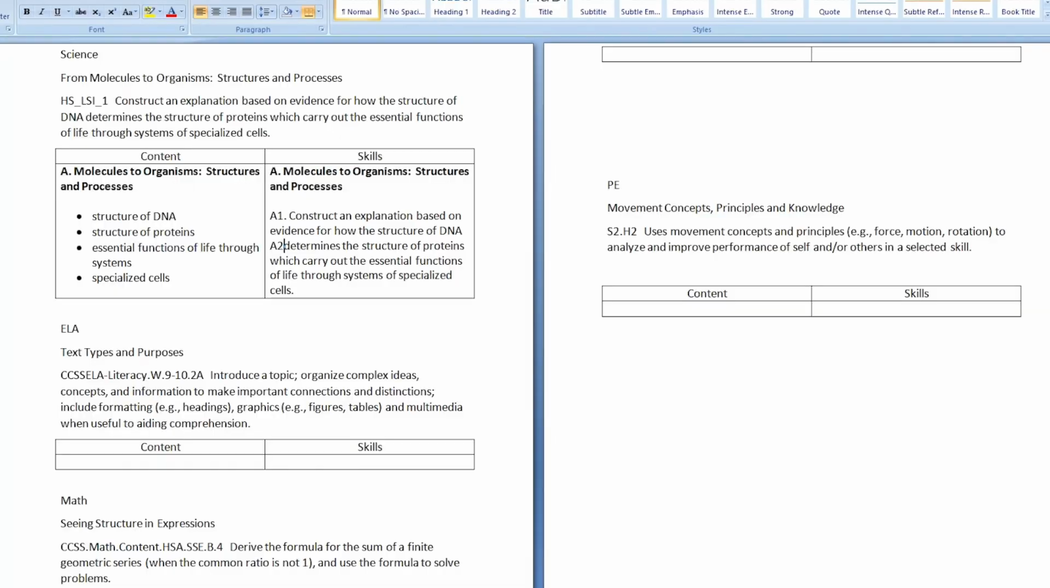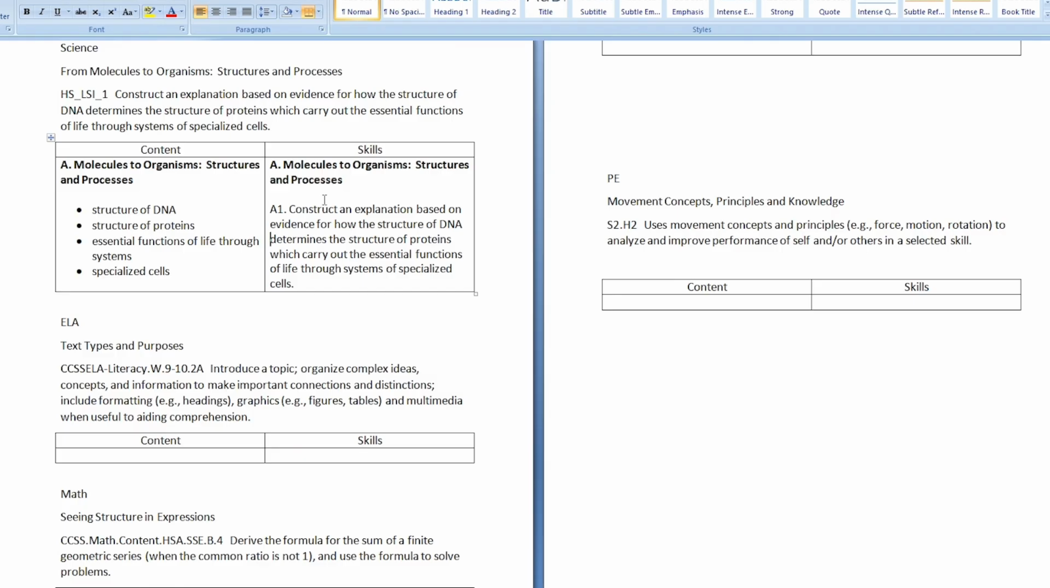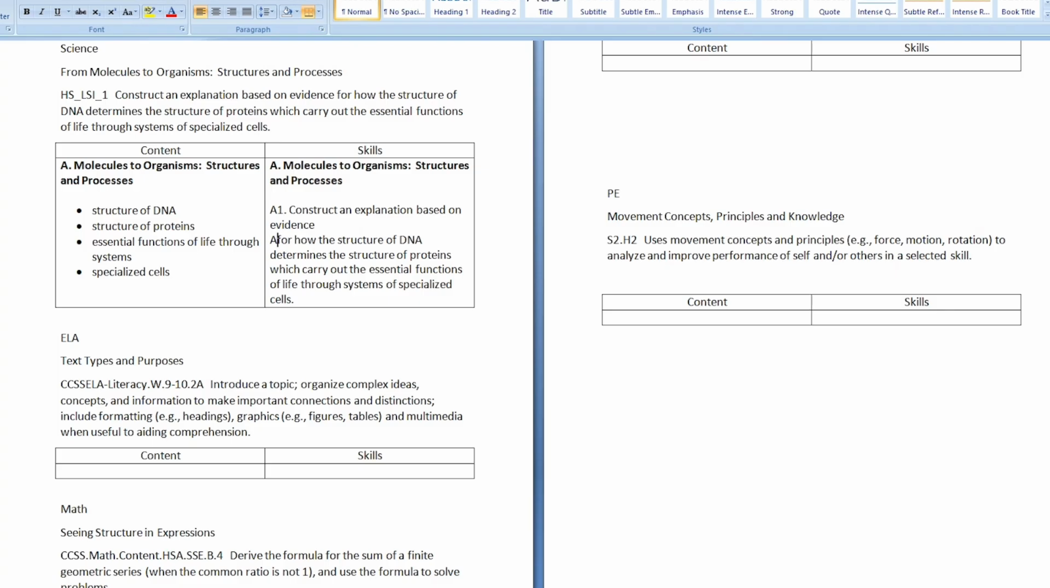So now let's see again what the students have to do with this. They have to construct an explanation based on evidence for how the structure of DNA. Okay, so they have to construct an explanation based on evidence. That's one skill. A child might be able to do that and might not be able to do that. The other thing they have to do, though, is they have to explain how the structure of DNA determines the structure of proteins. Then there's another skill going on here.